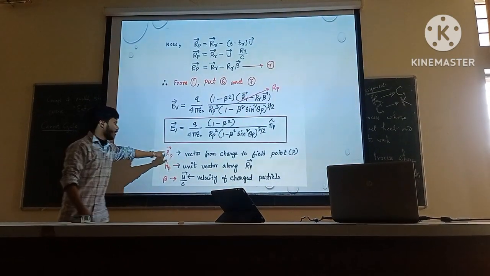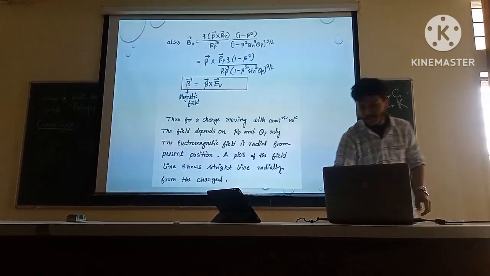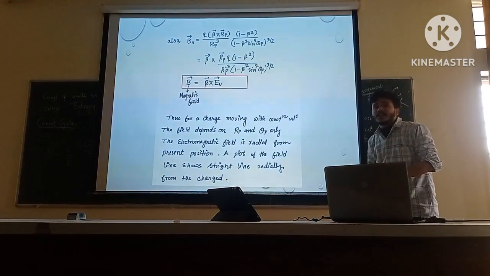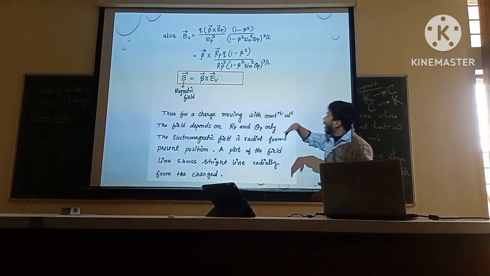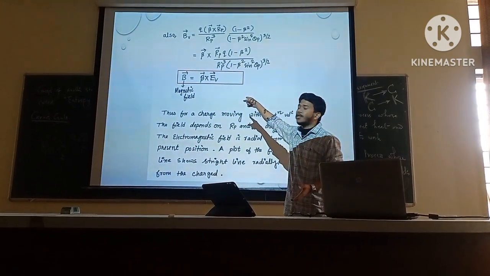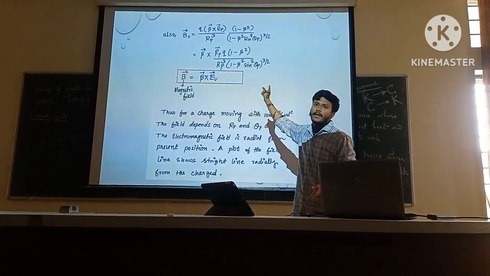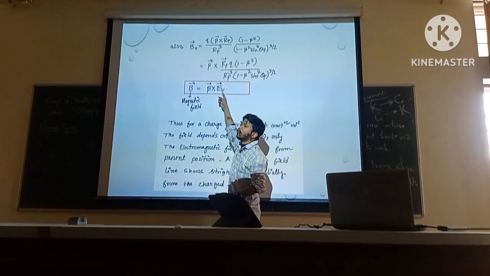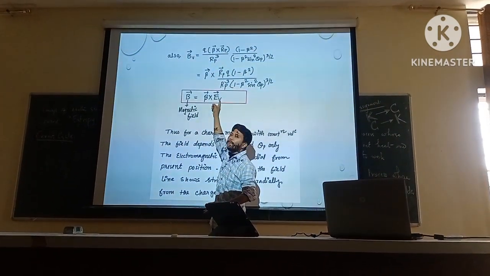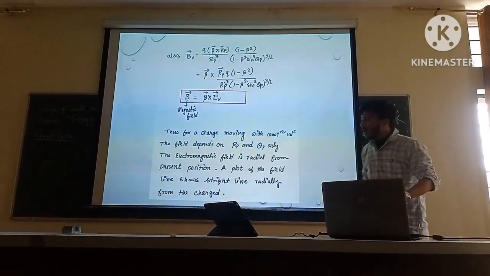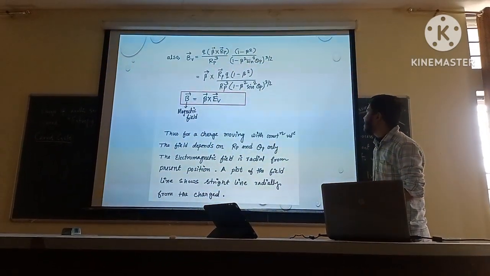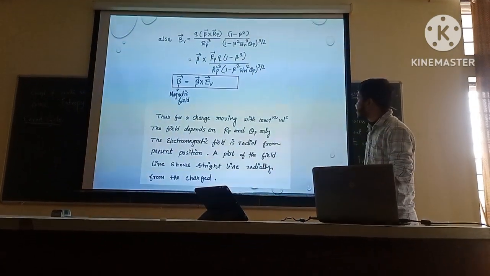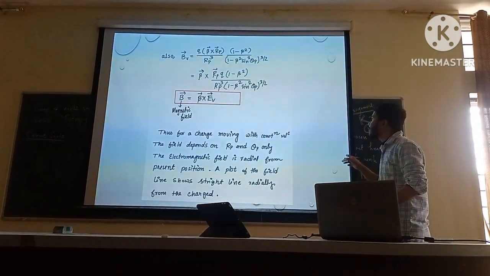Okay, so we are just naming all this. Since a moving charge always creates a magnetic field, as we know from our 12th standard, for the magnetic field we can have this equation, B equals beta into E cross V, and V is nothing but the velocity. I just put it for velocity purposes. Thus for a charge moving with a constant velocity, the field depends on RP and theta p only. The electromagnetic field is radial from the present position.